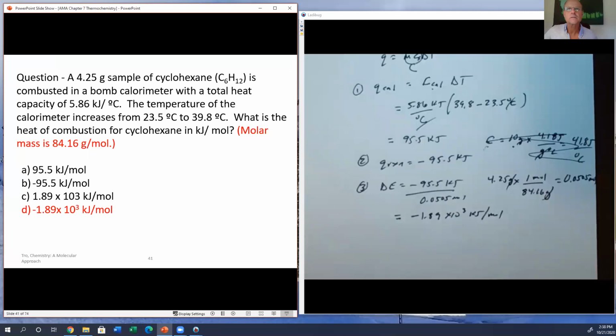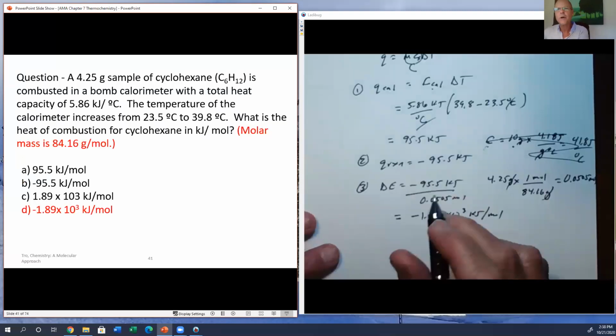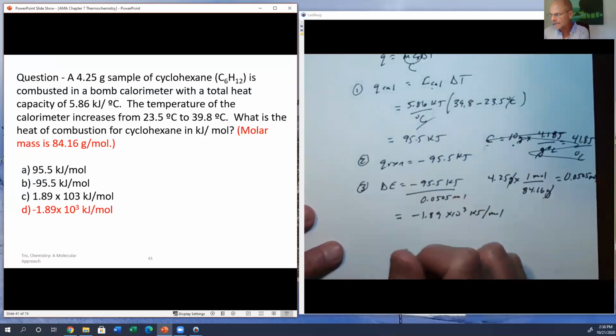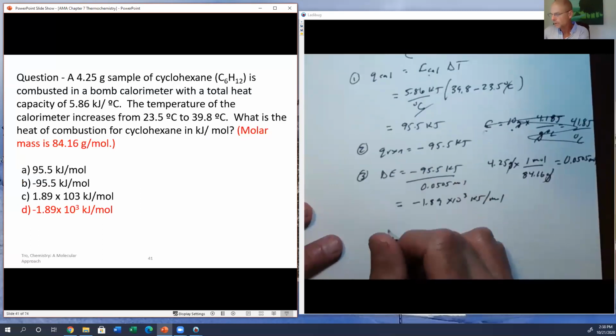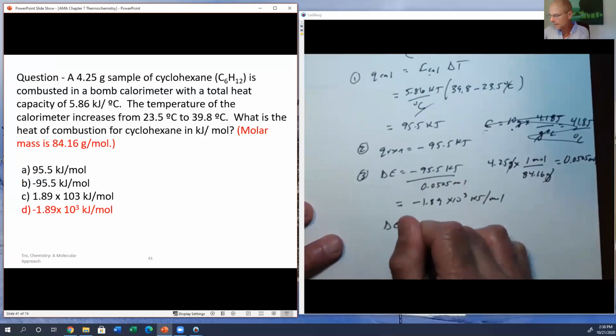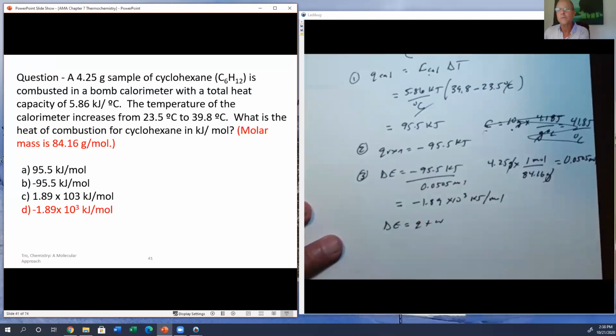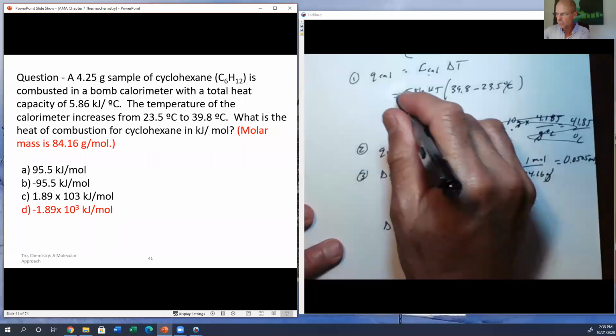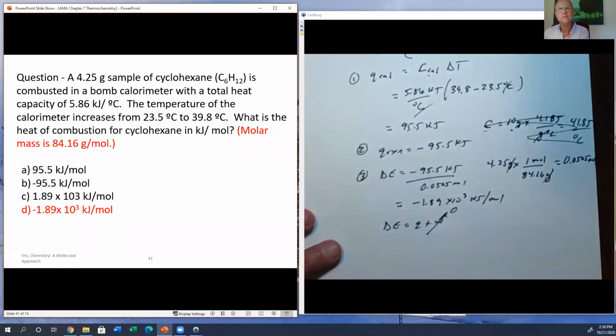Any other questions? Okay, so that process gives you delta E, right? Because again, remember what you're doing. Delta E is equal to Q plus W. In a bomb calorimeter, you're making it so that work is 0. So delta E is equal to Q, right? You measure Q, and that's equal to delta E.